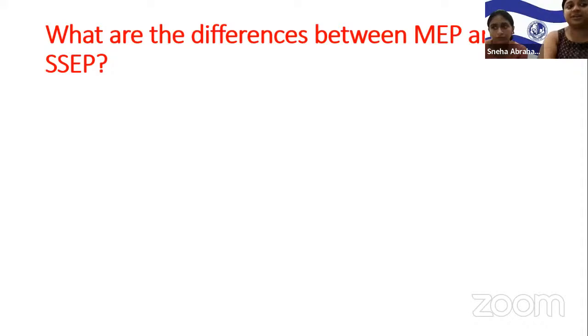Also, the somatosensory evoked potentials, their amplitude is very small and they need processing and summation. But the motor evoked potentials have a good amplitude. They do not need any processing.